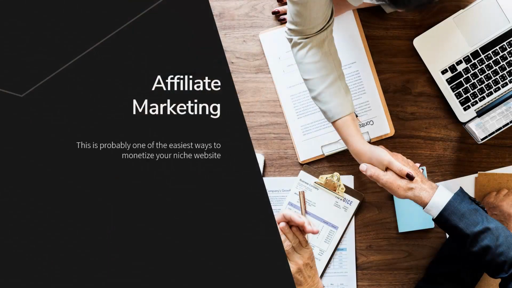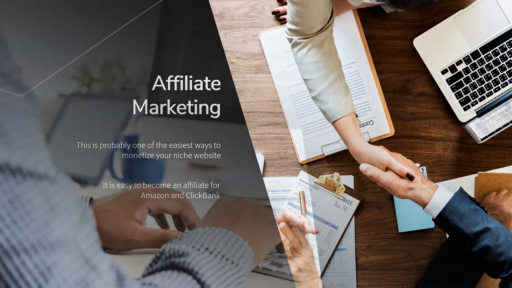Affiliate marketing. This is probably one of the easiest ways to monetize your niche website. You find related offers for digital or physical products, and you tell your visitors about these. Each time a sale is made using your affiliate link, you will be paid a commission. It is easy to become an affiliate for Amazon and ClickBank. All you need to do is complete an easy application process, and you will be given instructions on how to obtain your affiliate links. Getting accepted by affiliate networks like Commission Junction and ShareASale is not as easy, so look at this a bit later on.